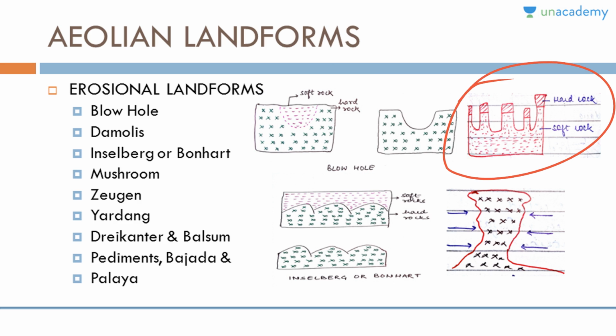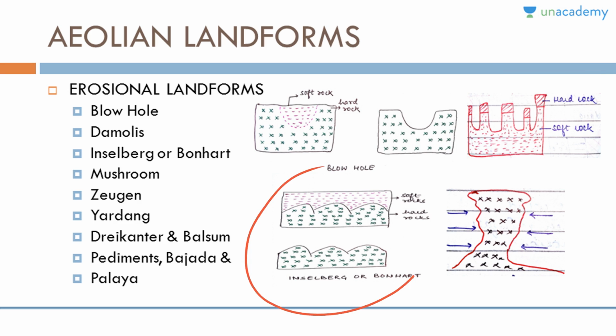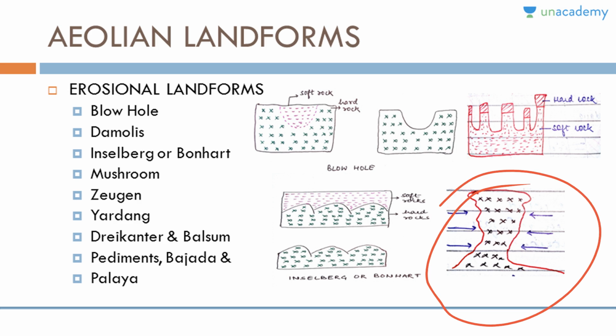Demoiselle is formed when the hard rock lies on the top of soft rocks and the soft rock gets eroded fast, leaving the stacks of hard rocks. An Inselberg is formed due to erosion of soft rocks, and it is an isolated hill or mountain that rises abruptly from a plain surface. Mushroom rock is another example of erosional structure built by action of winds.